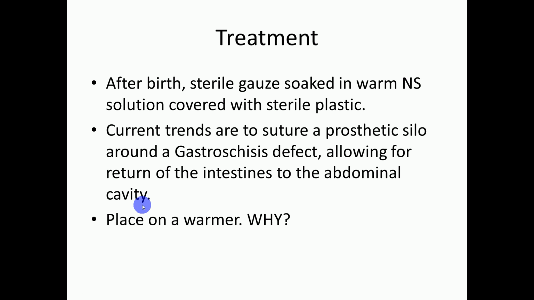And if you've never seen a prosthetic silo, I would Google that as well, especially for gastroschisis defects. What they will do is put it around, and it almost looks like something you would put sausage or something in. And they pack it all in there, and then they twist the top, and they just slowly start twisting that down until the contents go back into the abdomen.